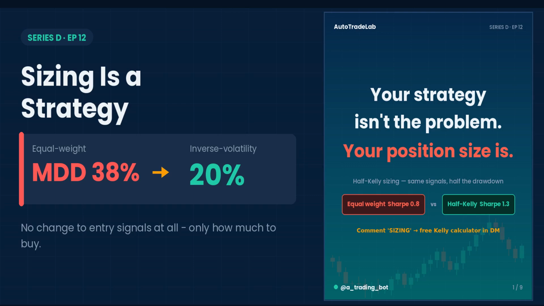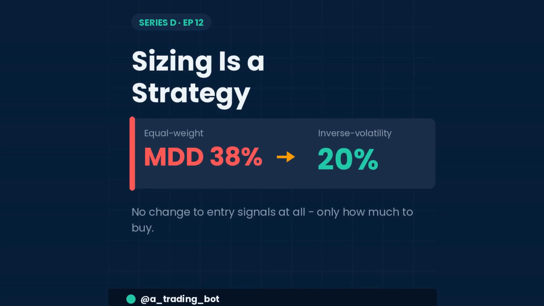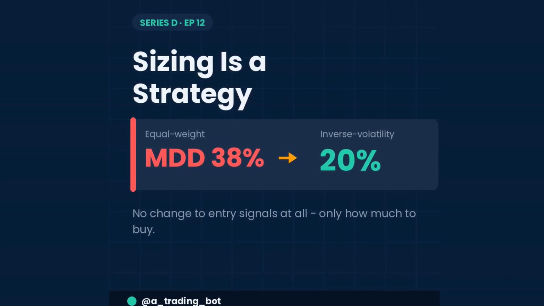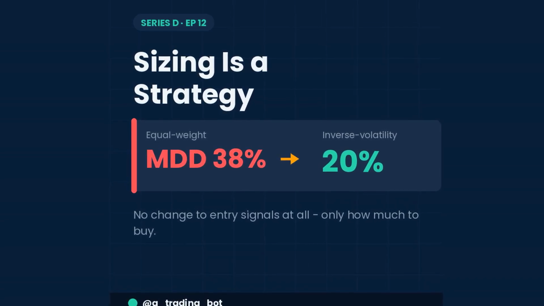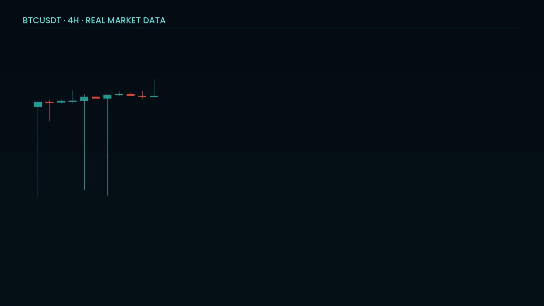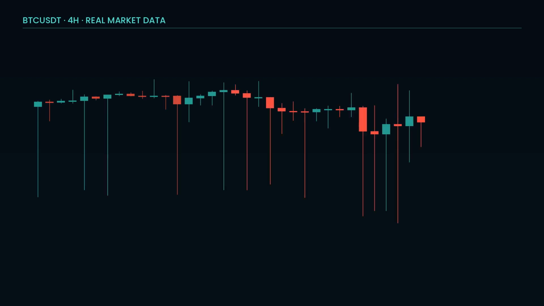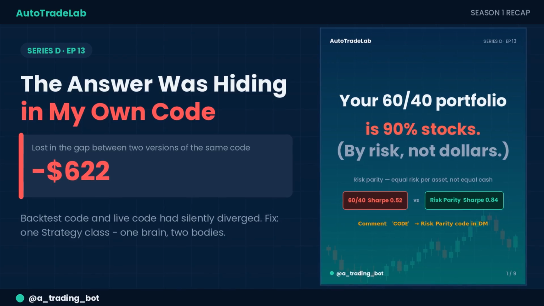Episode 12, I changed nothing about what the system buys. I only changed how much. Switching position sizing from equal weight to inverse volatility weighting. No change to entry signals at all. Cut maximum drawdown from 38% to 20%. Sizing, it turns out, is a strategy of its own.